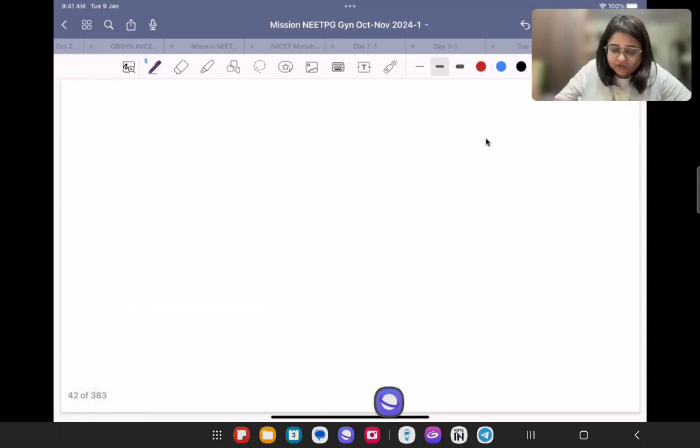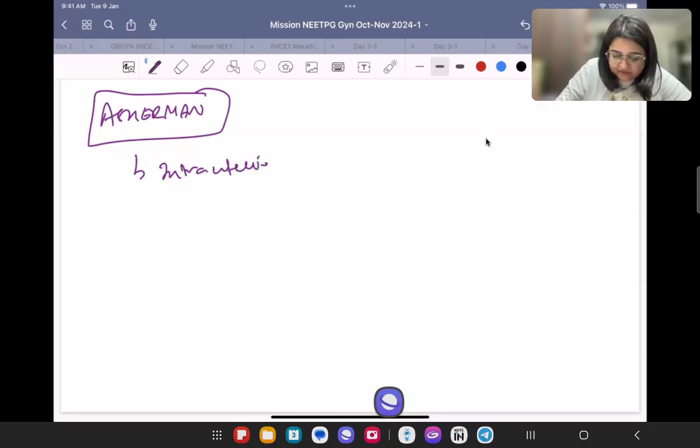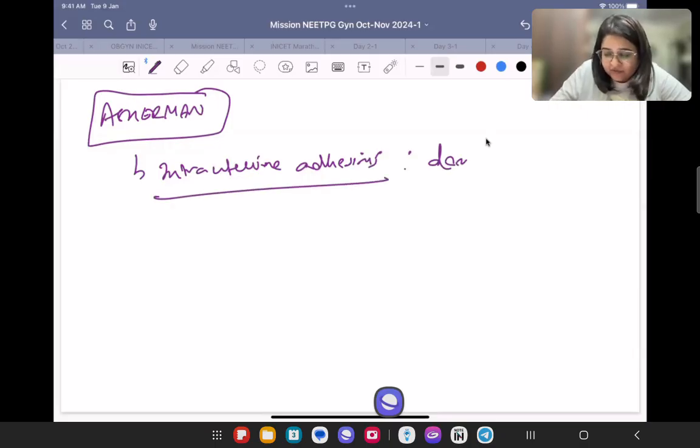Okay. So in Asherman syndrome, what is happening? In Asherman syndrome, you have basically intrauterine adhesions. And why does this happen? This forms because of a damaged endometrium.